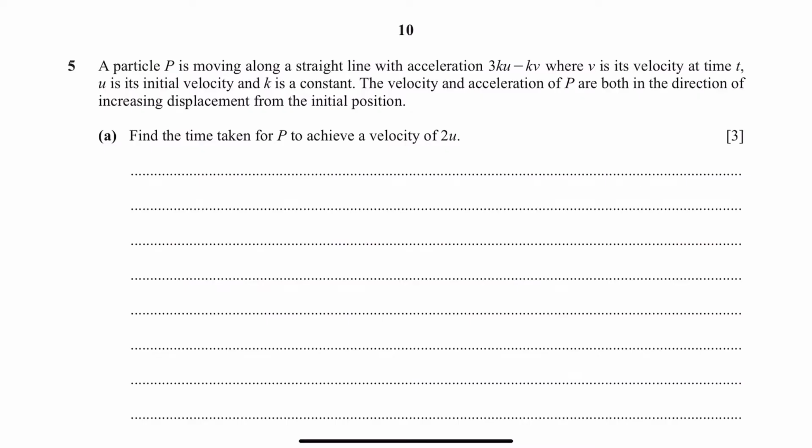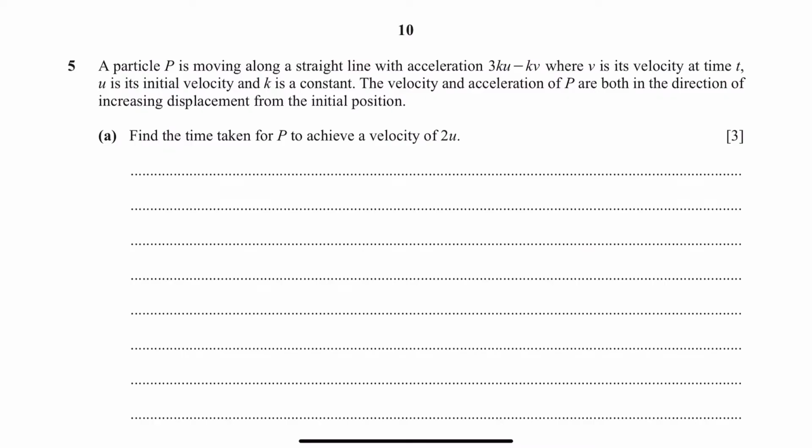Question 5. A particle P is moving along a straight line with acceleration 3ku minus kv, where v is its velocity at time t. u is its initial velocity, and k is a constant. The velocity and acceleration of P are both in the direction of increasing displacement from the initial position. So increasing displacement means positive direction. So velocity and acceleration are both positive. Find the time taken for P to achieve a velocity of 2u.